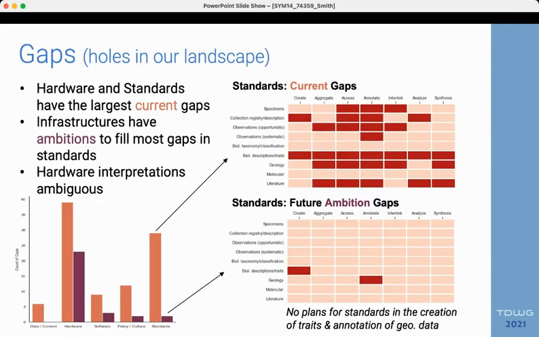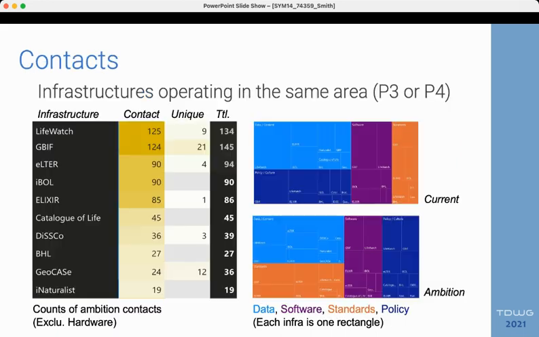We could also look at things like holes or gaps in the landscape. And two really stood out. So one was the development of new hardware, although there was some ambiguity in how people were interpreting hardware, which actually means we need to be a bit cautious in terms of that interpretation. But standards was a really big gap. But interestingly, most infrastructures had plans to fill those gaps through their activities with respect to the need for new standards. So that was quite reassuring in some ways.